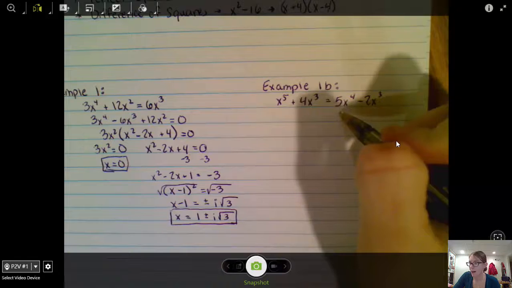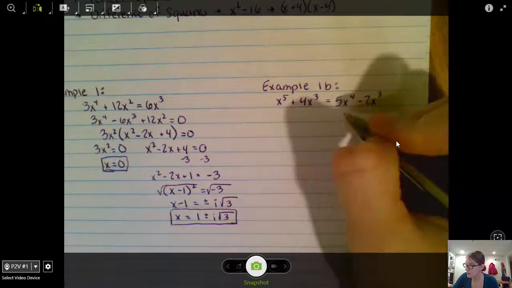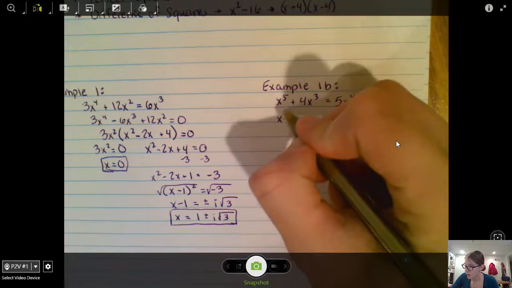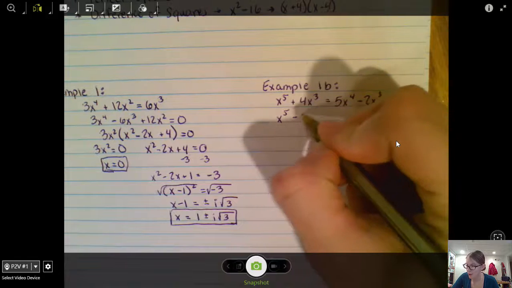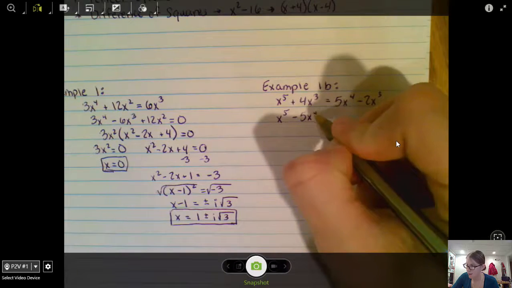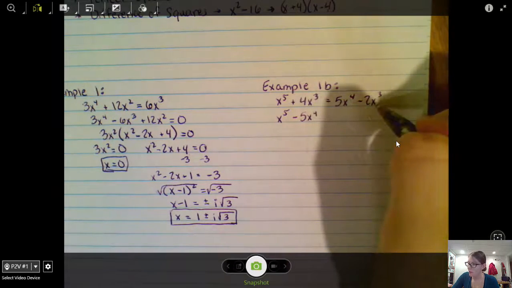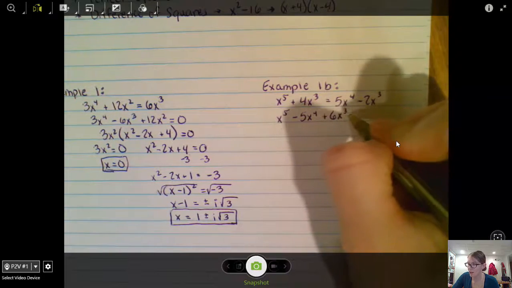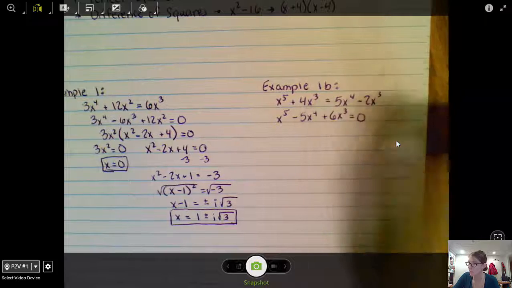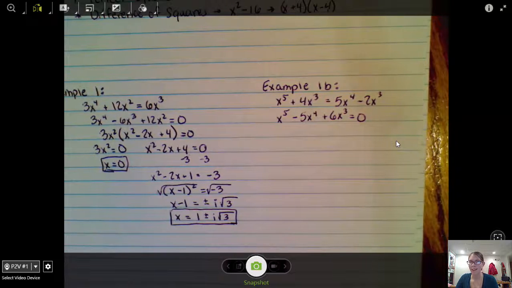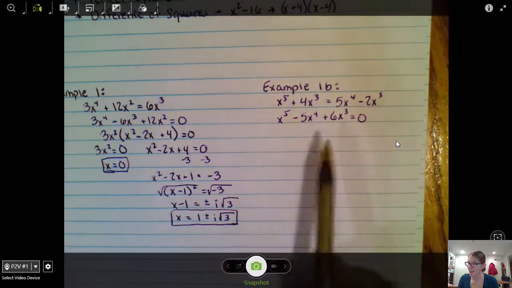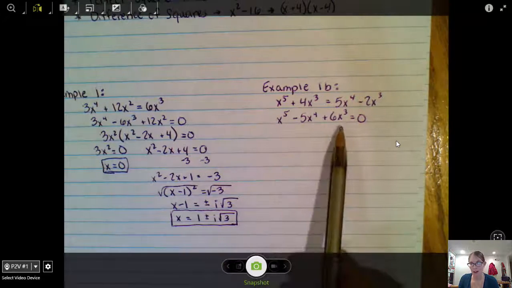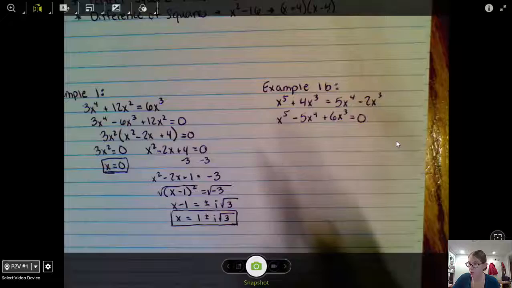I need to subtract 5x to the 4th from both sides, which again, let's write this in standard form. And then I'm also going to have to add 2x cubed to each side. So that gives me 6x cubed over here. Okay. Now let's look for a common term that we can factor out. And all of these terms have an x cubed that we can factor out.